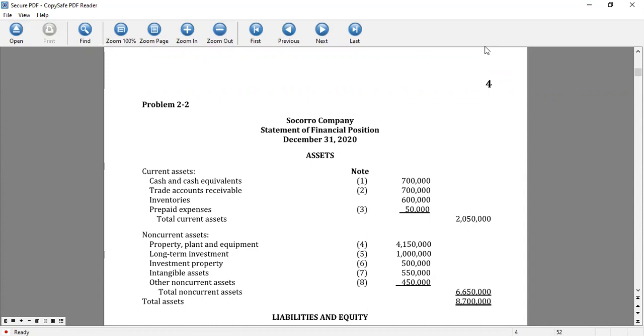We have now the requirement: prepare a statement of financial position with supporting notes and computations. Now in chapter 2, the focus is the statement of financial position. Here we are going to prepare the statement with supporting notes and assumptions, given the following on December 31, 2020.